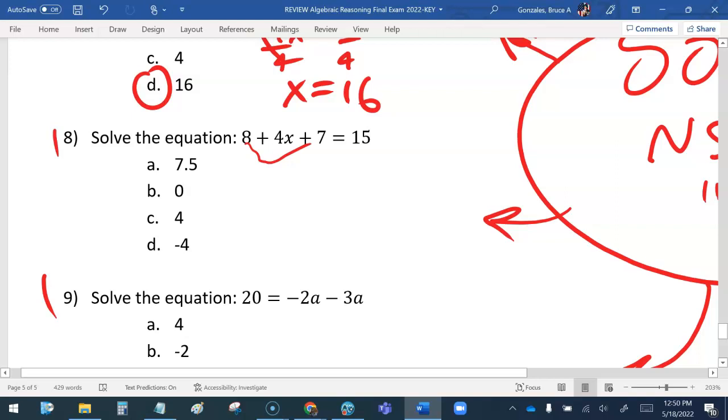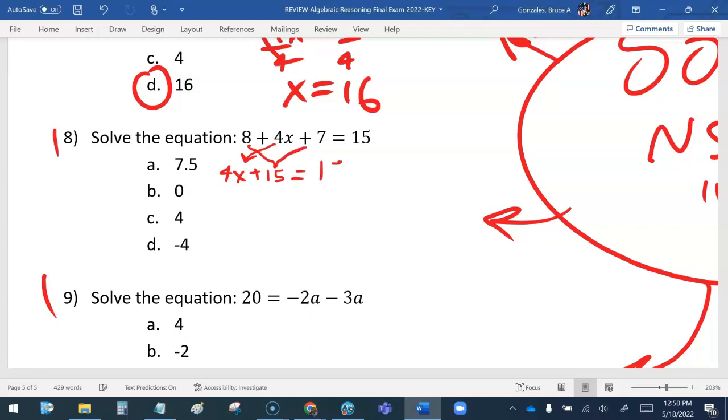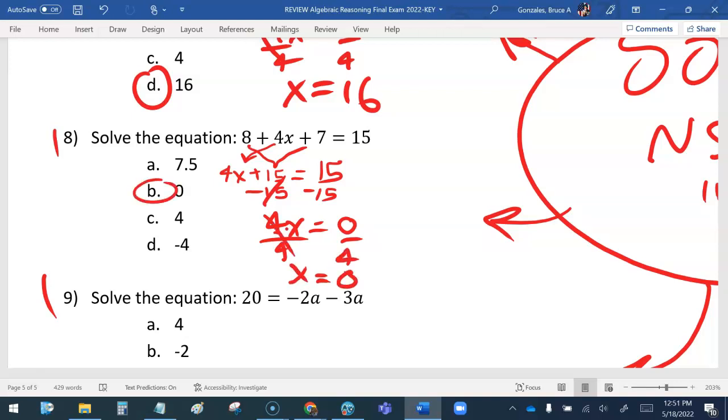8 plus 7 is 15. So I'm going to bring down 4x plus 15 equals 15. So when I subtract 15, my lone number, I end up getting 4x equals 0. And then once again, divide by the coefficient. 0 divided by 4 is 0.